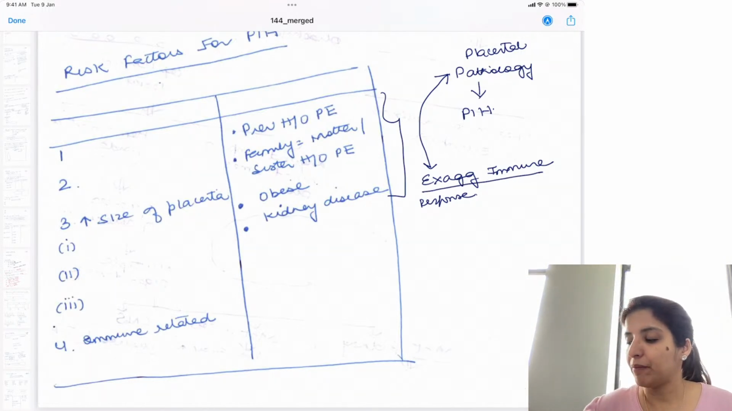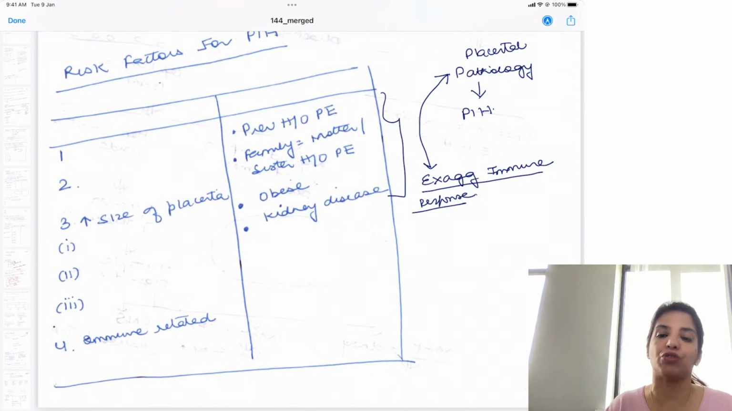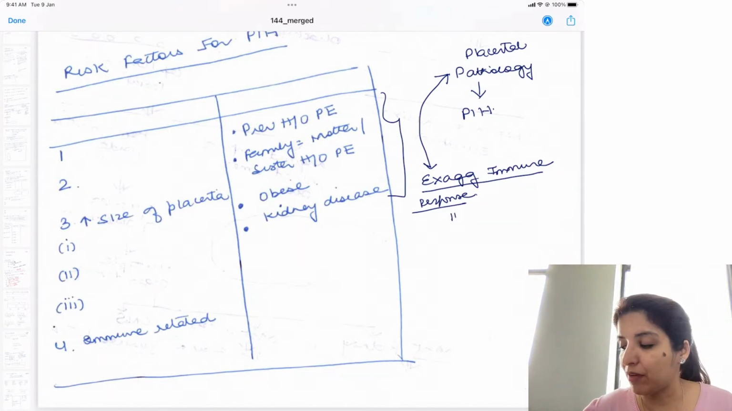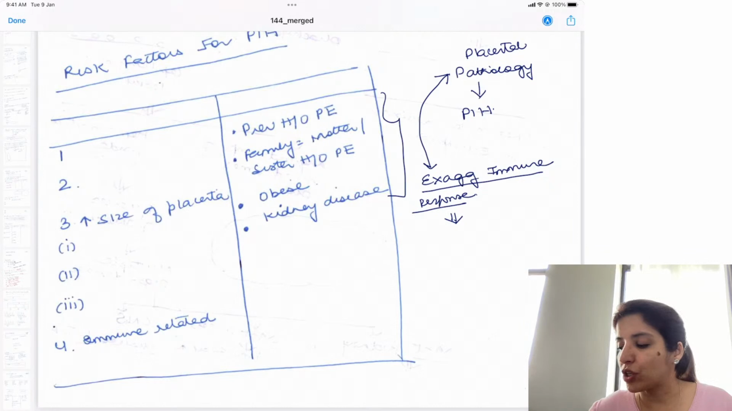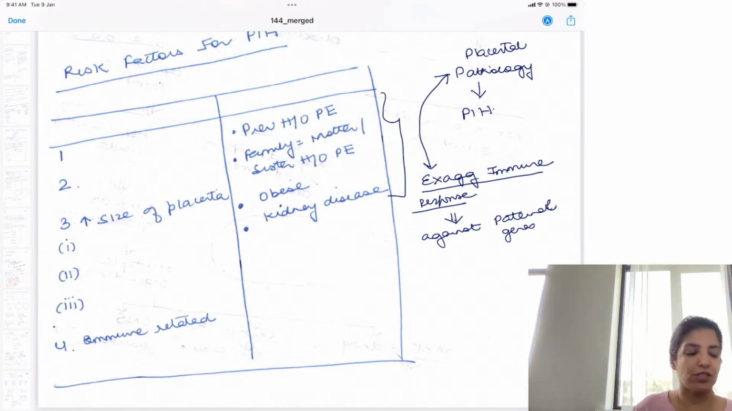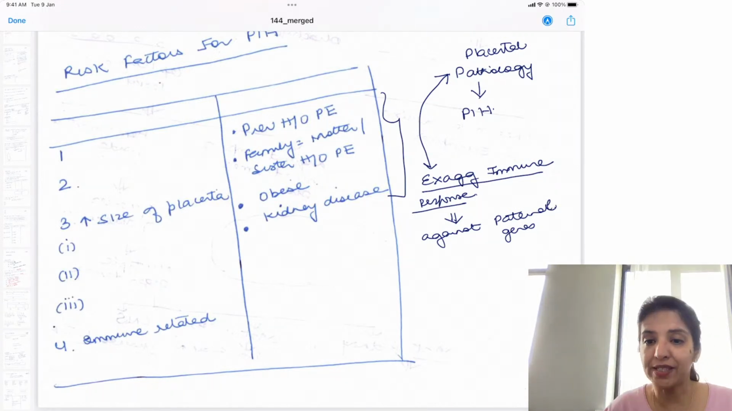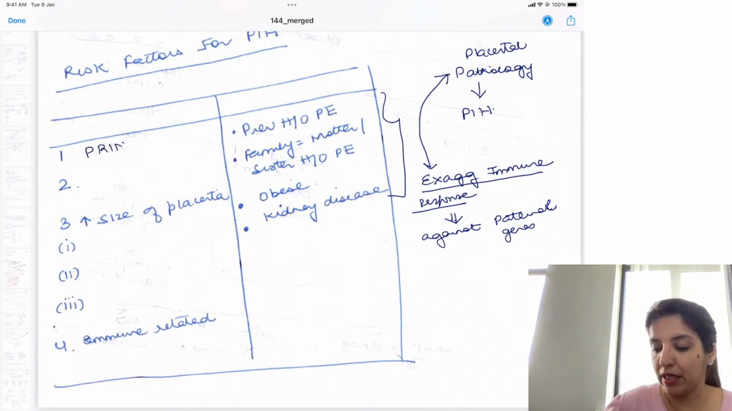So in a pregnant female, this exaggerated immune response will be because of some foreign antigen. And in pregnancy, that foreign antigen is the fetus. In the fetus we know that 50% of genes come from the mother and 50% genes are from the father, paternal genes. So actually this exaggerated immune response is against paternal genes, right? So this means that PIH will be more common if a female is getting exposed to the paternal genes for the first time. In other words, primigravida females.